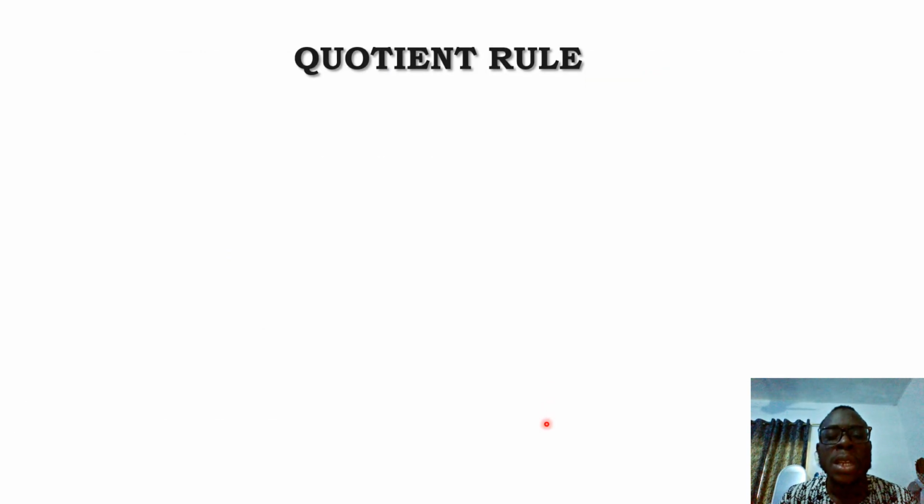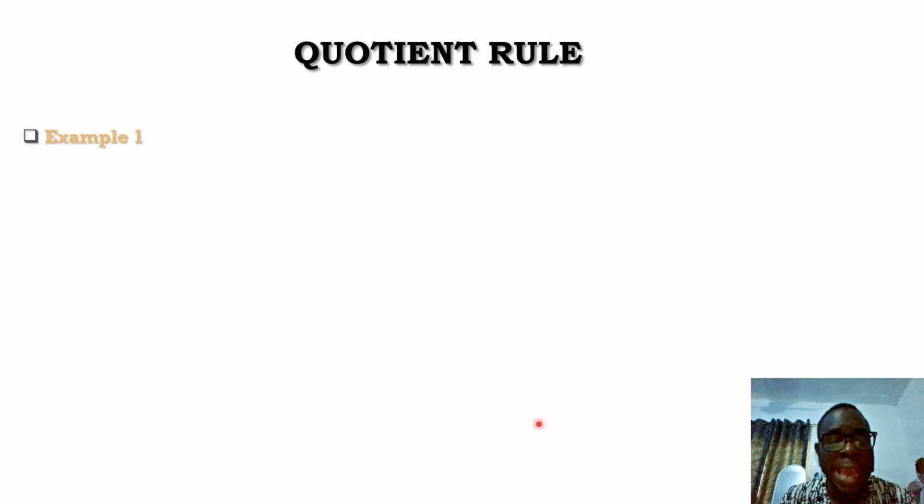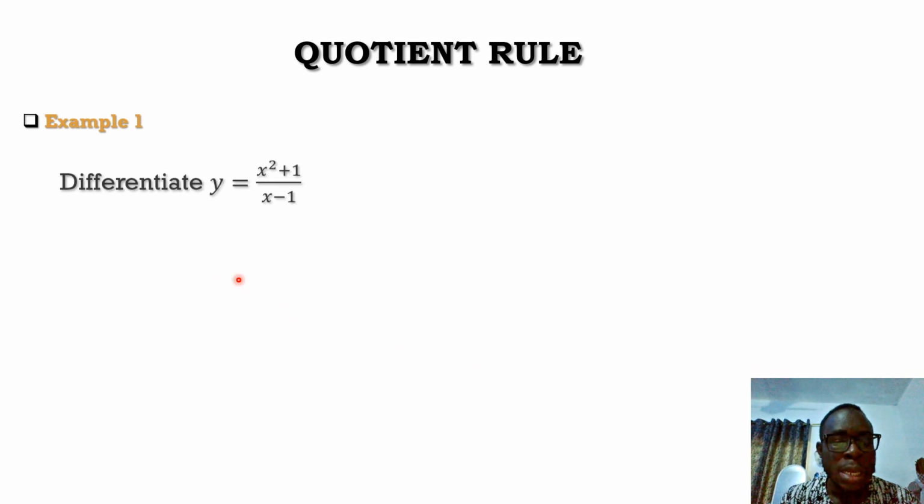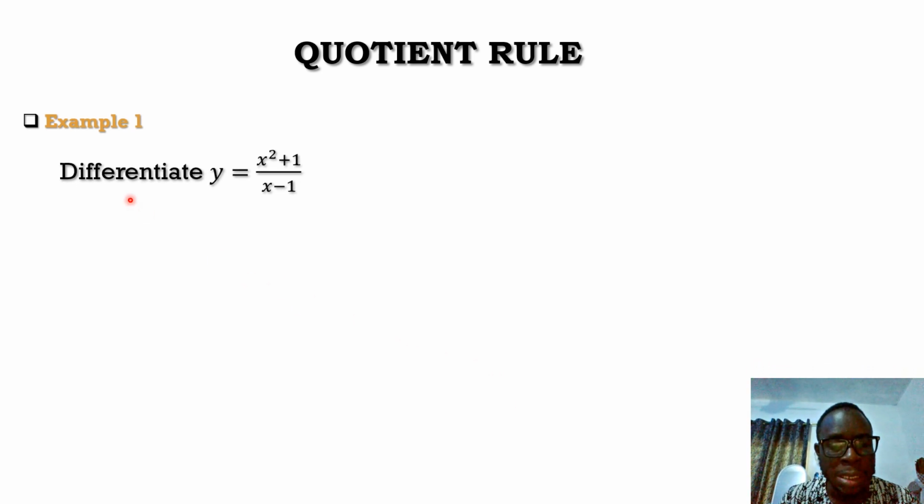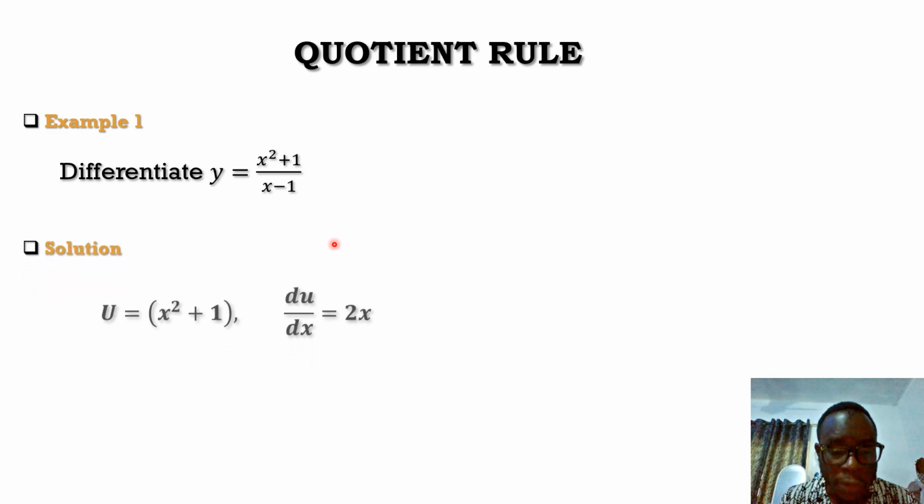So now let's go to the quotient rule and some examples. Example 1: we have to differentiate y equal to x squared plus 1 divided by x minus 1. We are aiming to find the derivative of this particular function. The numerator is a function in x, and the denominator is also a function in x. What will be the solution for this problem?